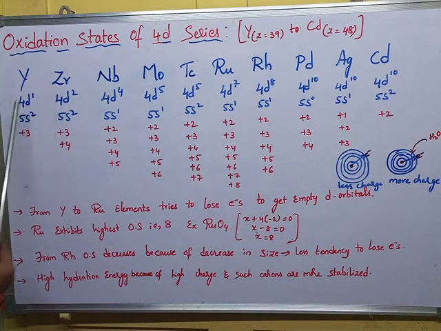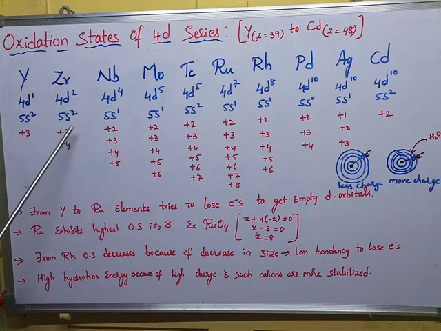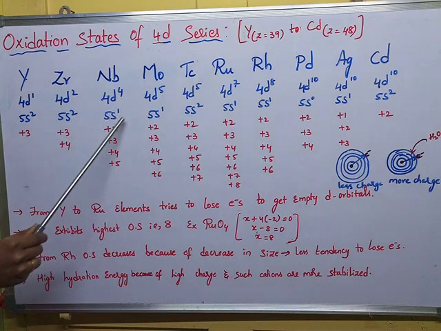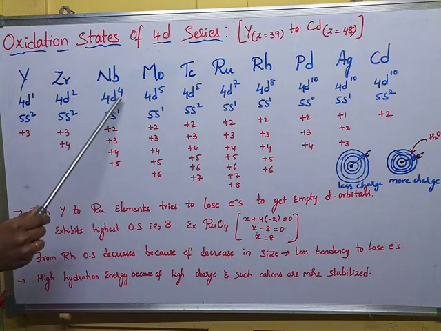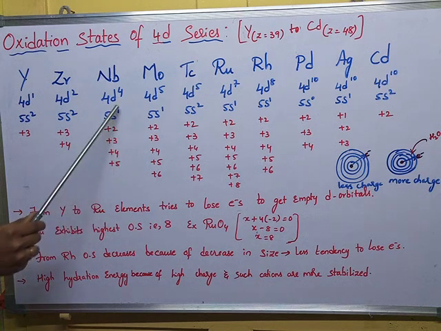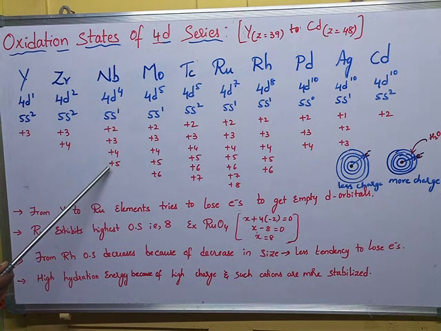Okay, so now yttrium loses all 3 electrons and gets a +3 oxidation state. Already we know if an element loses electrons, it gets a positive oxidation state. So you can see here it loses 3 electrons and gets +3. And zirconium loses 3 electrons to get +3 and 4 electrons to get +4. Niobium onwards, you can see it has 5 electrons, so it loses all 5 electrons to get oxidation states from +2 to +5.